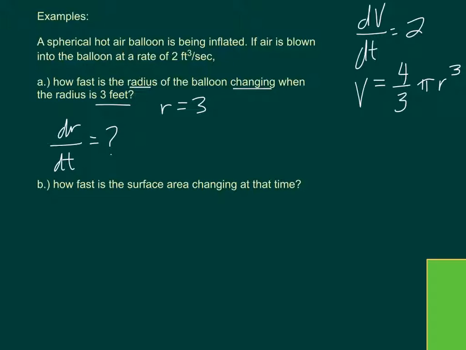Second part, how fast is the surface area changing? Well, the surface area, we're just going to call that A for area, but surface area of a sphere is 4 pi r squared. So we want to find the change in area with respect to time. Try those. We'll talk about them in class. Let me see what you get. And then here's your assignment.